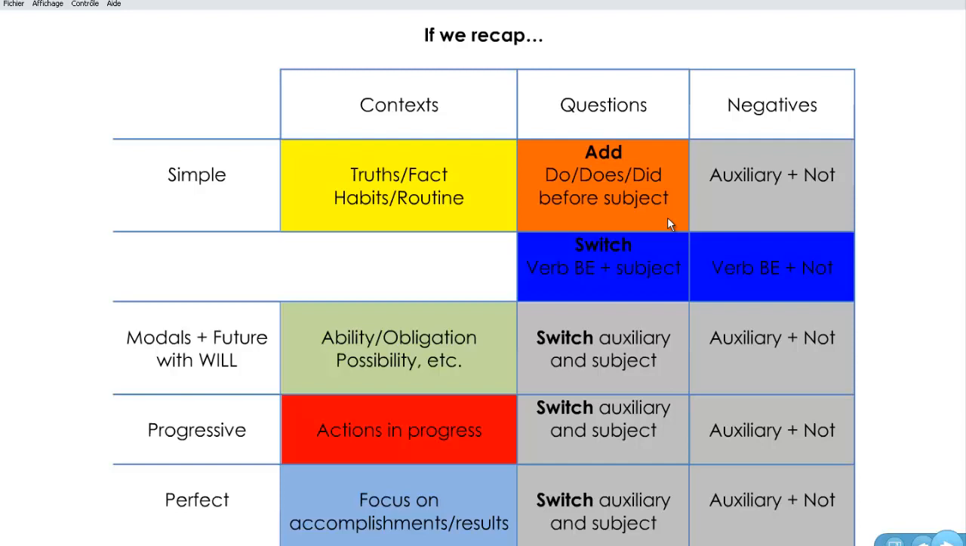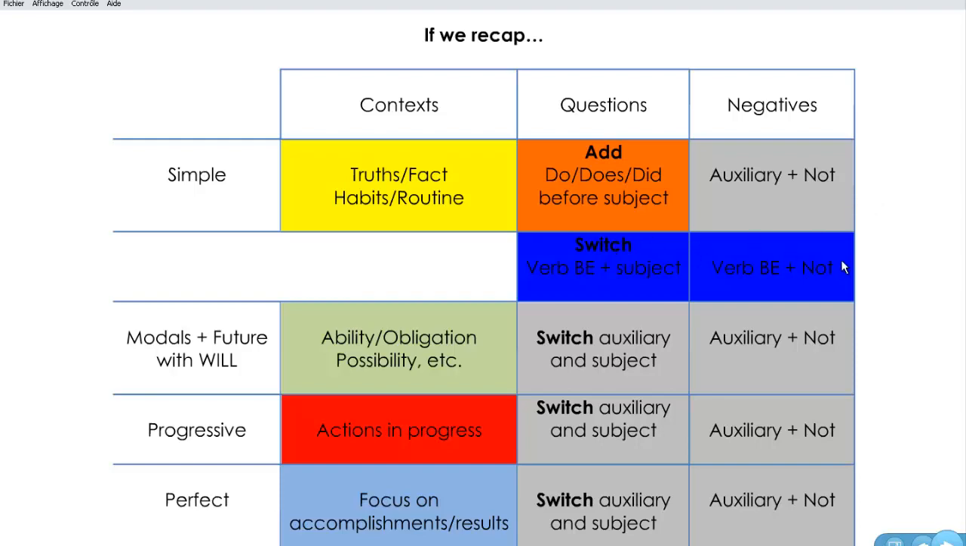For negative sentences, all tenses do the same. You add not to the auxiliary. If you have the auxiliary already, that's fine. Otherwise, you add it and you add not. I do not understand. You are not writing. We should not laugh, for example.